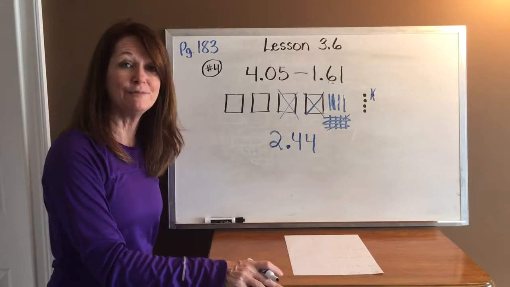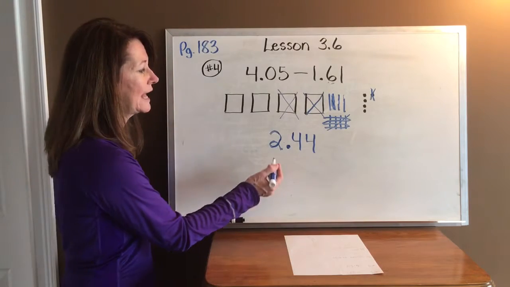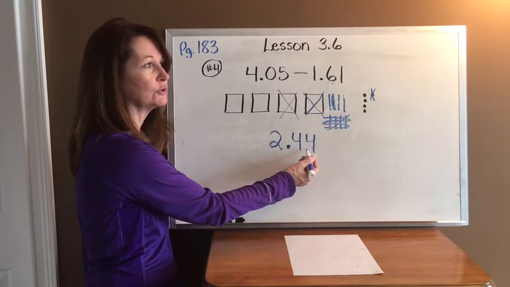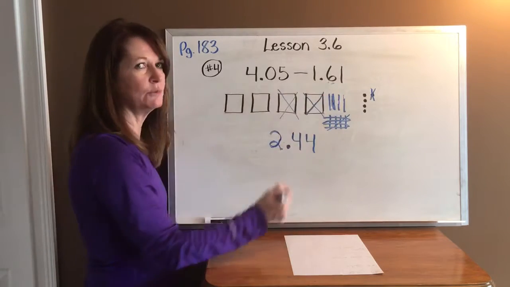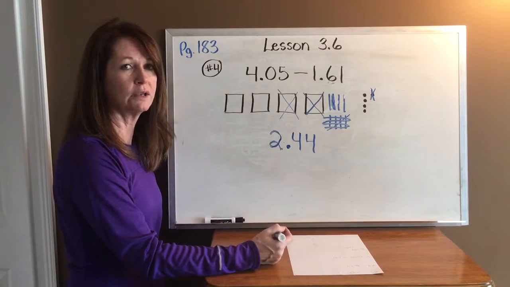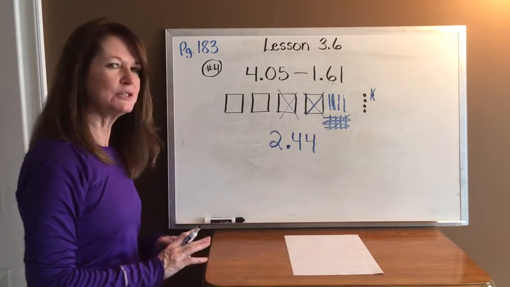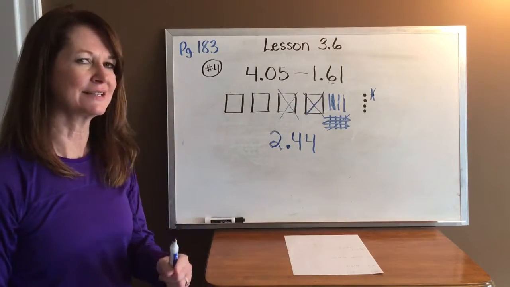If you don't believe me, do you remember how to check your work? Yeah, you want to check it? You can add 2 and 44 hundredths, add 1 and 61 hundredths to that, and you should get 4 and 5 hundredths. It's true.